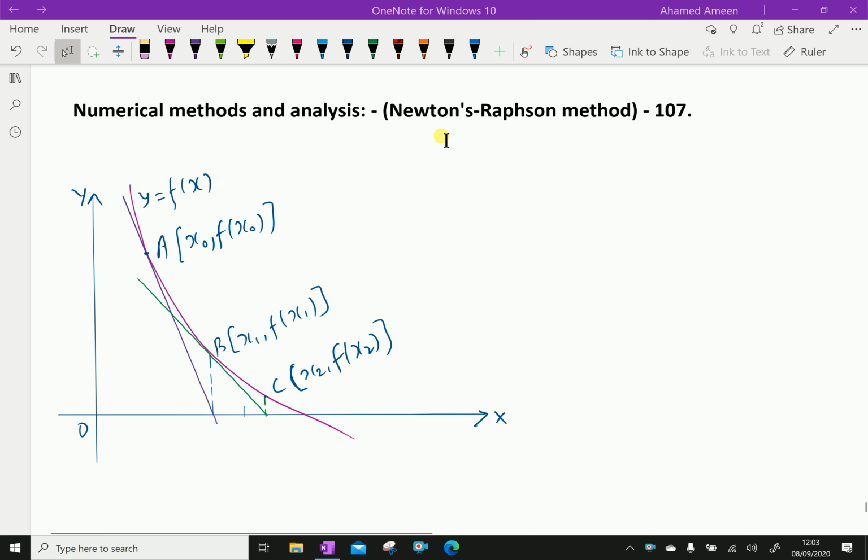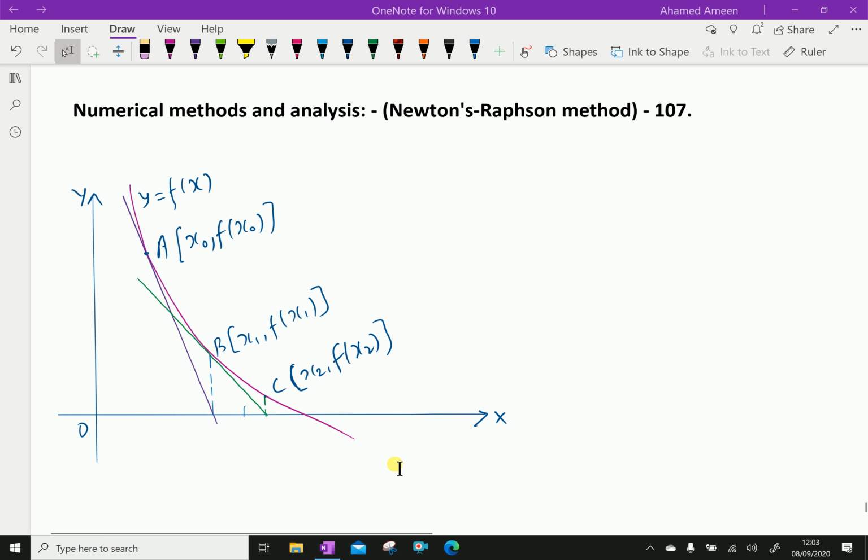In numerical methods and analysis, let us discuss Newton-Raphson method for solving algebraic equations. Here, to find the root of an algebraic equation by defining a sequence of numbers that become successively closer and closer to the root sought. This method is best illustrated in the graph here.